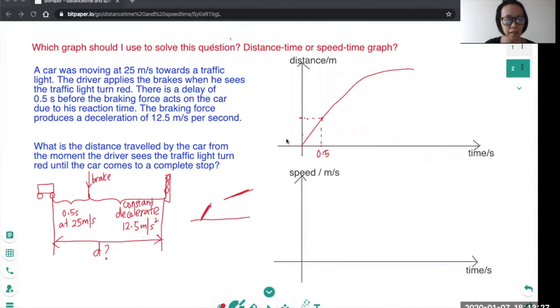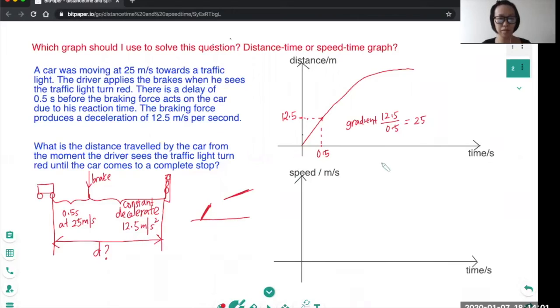So as you can see, they tell you that at first it's moving at 25 meters per second, which means that the gradient here for the first 0.5 seconds is 25 meters per second. So in order for the gradient to be 25 meters per second, the distance must be 12.5. Okay, if you don't believe, we can calculate the gradient. So the gradient for the first 0.5 seconds would be 12.5 divided by 0.5, and you get 25 meters per second, right? Okay.